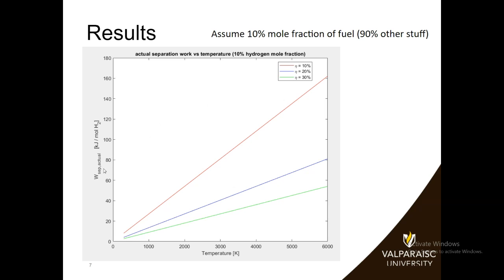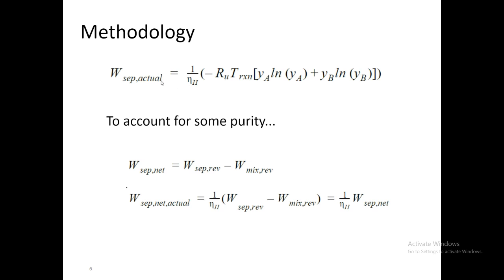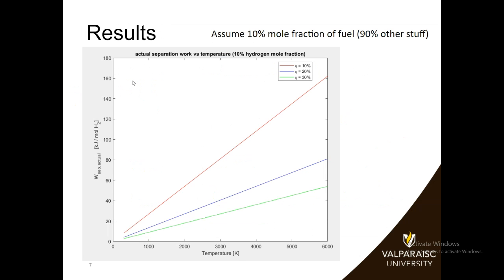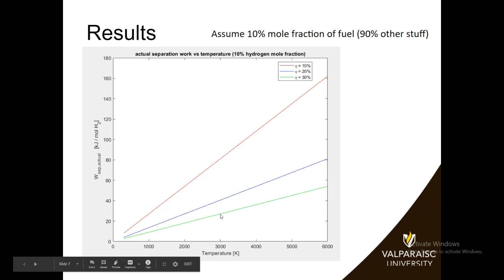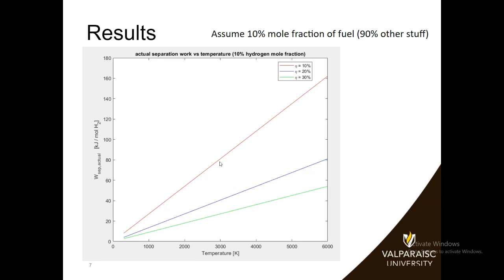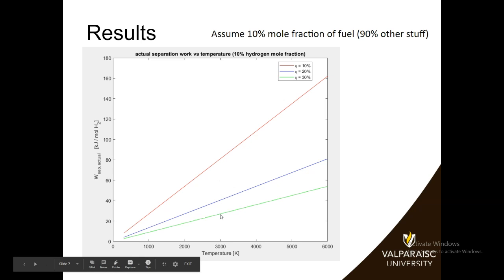This graph shows the separation work actual versus temperature for 3 different efficiencies, 10%, 20%, and 30%. Clearly, as the efficiency goes up, we're expected to get lower work, because we're dividing by a higher number, which leads to a lower overall number. So if we pick 3000 as a temperature, a 30% efficiency separator is going to have lower work compared to a 10% efficient separator at a given temperature, say at 3000, as you can see here.